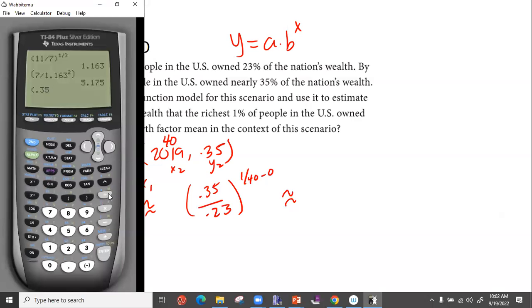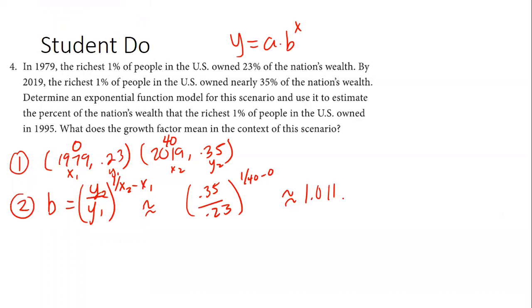All right, so I'm going to put it in. I have 35 hundredths divided by 23 hundredths, carry to the 1 divided by 40. And I hit enter, and what did we get? So approximately 1.011. Okay, that's your B. So then your A in this problem, it's your initial value. And I have an initial value, right? So what's my initial value? 0.23. So A equals 0.23. So therefore, step 4, your equation. What is your equation?